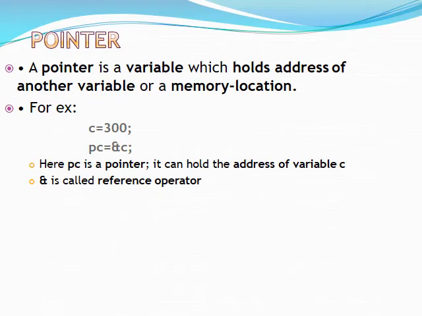Hi. So in this slide we'll see what exactly a pointer is. A pointer is used to hold the address of another variable. I can say a pointer is a variable which holds the address of another variable. In this slide we have taken one example, a variable C which has the value 300. We are taking the address of C by using the ampersand operator, that is &C. PC is a pointer here, so PC is equal to &C. The address of variable C is stored in PC. So now the PC pointer will be pointing to the C variable.